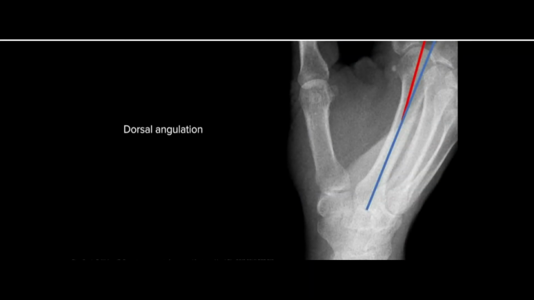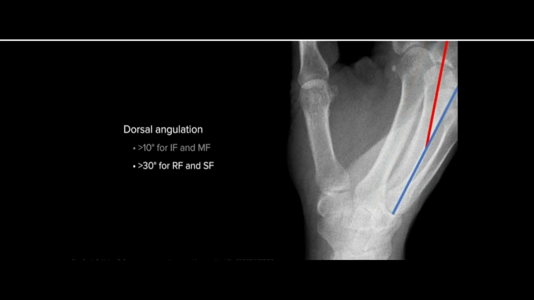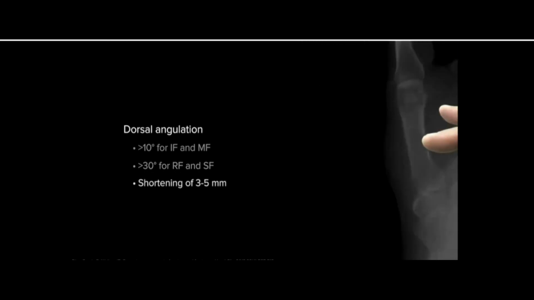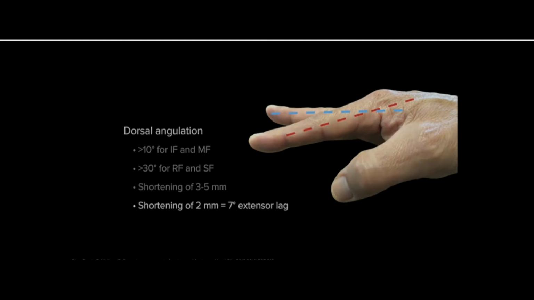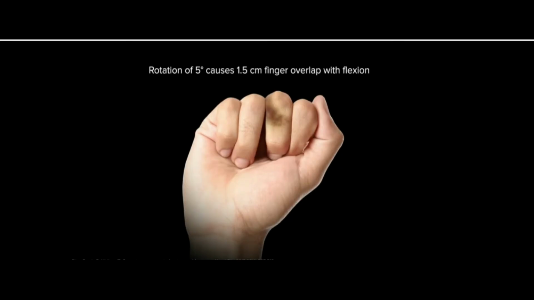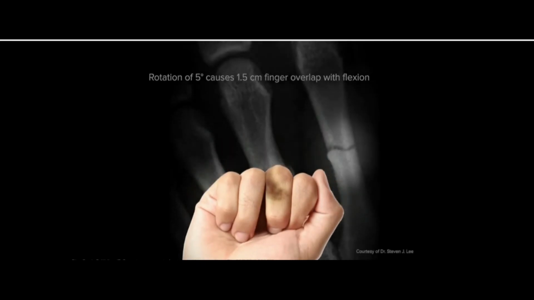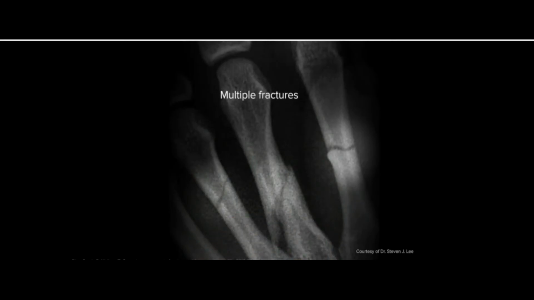The surgical indications for metacarpal shaft fractures are if there is a dorsal angulation greater than 10 degrees for the index and middle fingers, and greater than 30 degrees for ring and small fingers. Shortening of more than 3 to 5 millimeters is another indication for surgery. 2 millimeters of shortening can result in 7 degrees of extensor lag, meaning the finger is lagging in the last 7 degrees of extension. More than 5 degrees of rotation causes 1.5 centimeters of finger overlap with flexion. Multiple fractures are another indication for surgery.